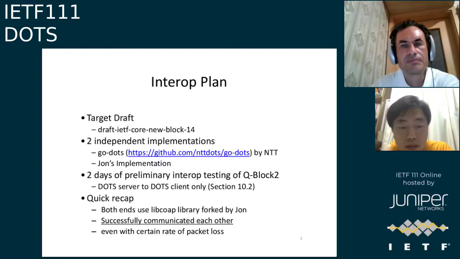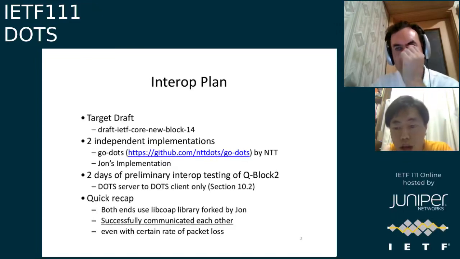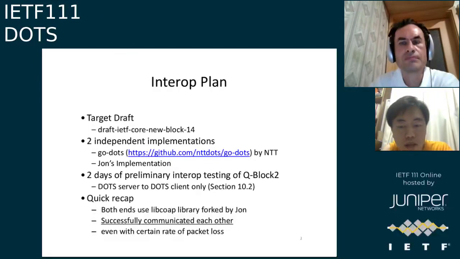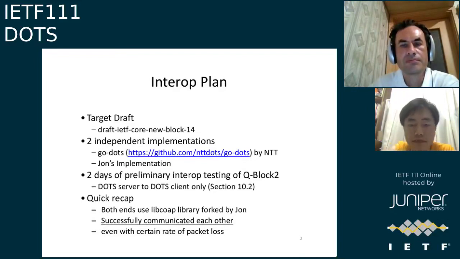Then this is a quick recap. In short, it was successful. Both ends use the exact same libcoap library forked by John, so that is one of the reasons it was successful. But the client successfully recovered the whole body of the DOTS message by the Q-Block2 mechanism, even with a certain rate of packet loss. Next slide, please.